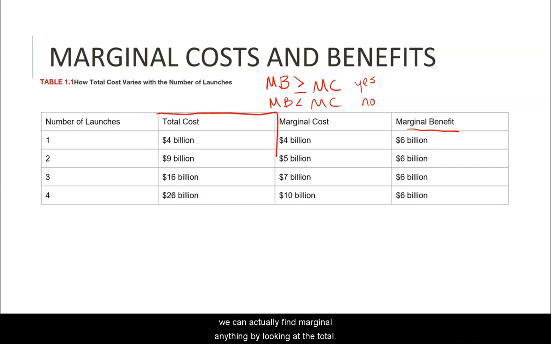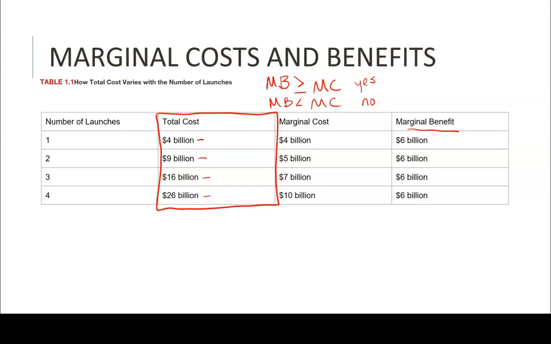We can actually find marginal anything by looking at the total. So the total tells us how much it costs to do all of them together. So the total cost for one rocket launch is $4 billion. The total if we do 2 is $9 billion, total for 3 is 16, and total for 4 is $26 billion. Since marginal is extra, we just need to look at the difference between the totals to find the marginal.